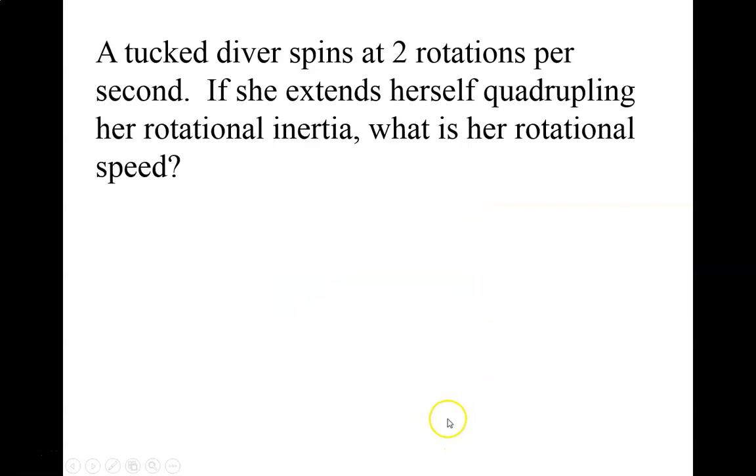A tucked diver spins at 2 rotations per second. If she extends herself, quadrupling her rotational inertia, what is her rotational speed? She increases her rotational inertia. What's going to happen to her rotational speed? Is it going to go up or down if her inertia increases? If inertia goes up, then speed is going to go down.